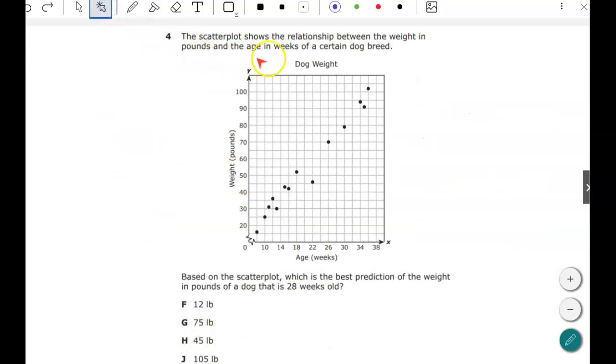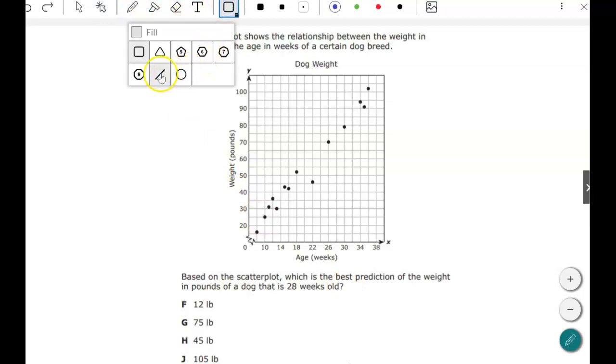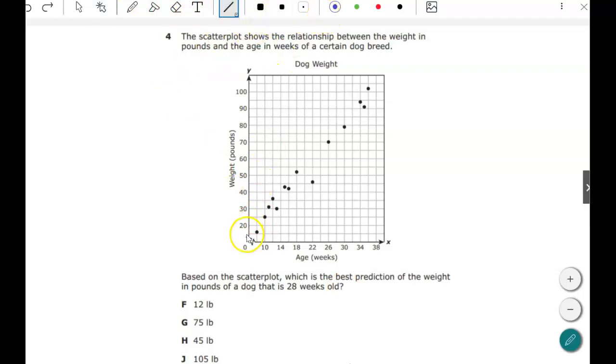Number 4. The scatter plot shows a relationship between the weight in pounds and the age in weeks of a certain dog breed. The points are plotted on the scatter plot. Which is the best prediction of the weight in pounds of a dog that is 28 weeks old? So we're going to put the line of best fit here. I'm going to draw it through here, approximately.